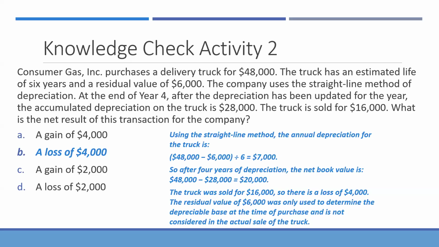So at the end of year 4, the truck is sold for 16,000. What is the net result of the transaction for the company? So we have 48,000 minus 28,000 of depreciation. We have $20,000 net book value of the asset, and if we sell it for only 16,000, then we have a loss of $4,000 on the asset. And so that would have to be recorded as a debit in our journal entry.